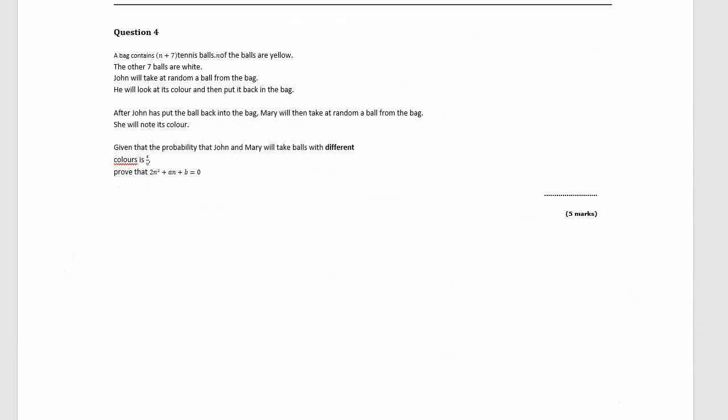That's your answer. So, a bag contains n tennis balls. So the total is n plus 7. The amount that are yellow are n, and the amount that are white are 7. He'll take a random ball from the bag, look at its colour and put it back.